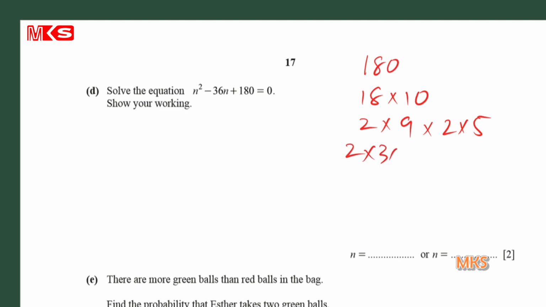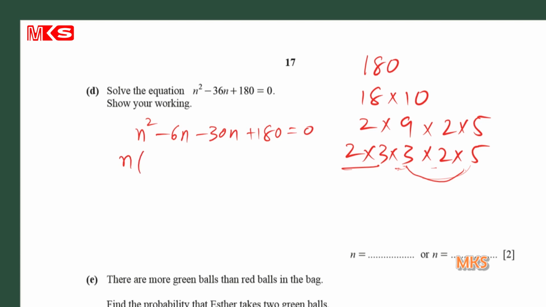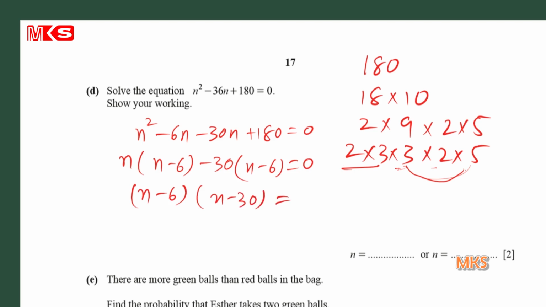2 times 3 times 3 times 2 times 5. 6 fives are 30, plus 6. And minus 6 and minus 30n plus 180 is equal to 0, and n will be taken as common, and minus 6 minus 30 and minus 6 is equal to 0. n minus 6 into n minus 30 is equal to 0, means n is 6 or n is 30.